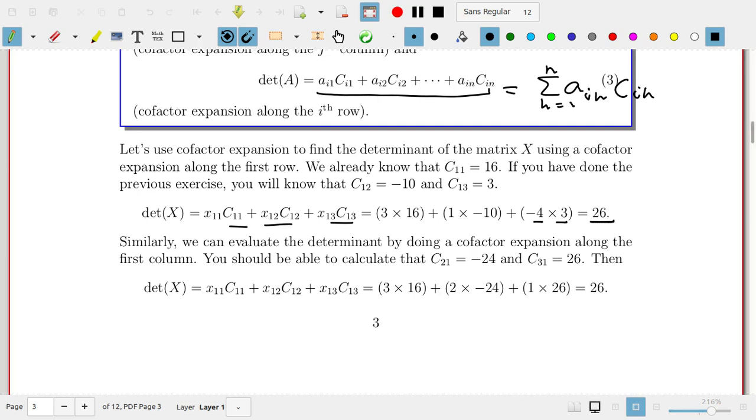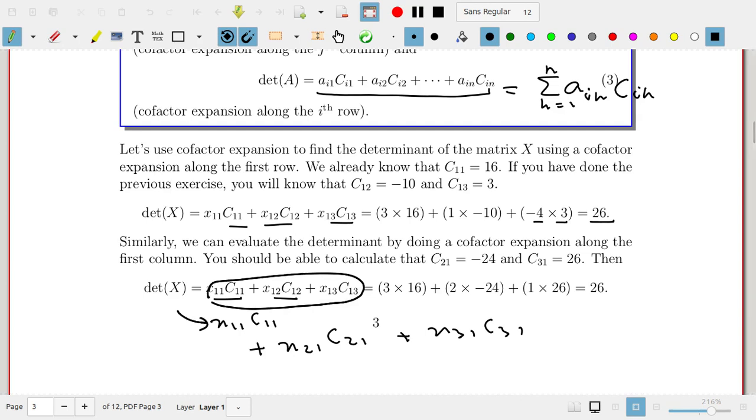We could do a cofactor expansion along the first column. The first column would actually be, so this is a typo here, X11 C11 plus X21 C21 plus X31 C31. So disregard this typo. Take this to be the cofactor expansion. Notice that whichever way we do it, we still get 26, because that's the determinant of X.